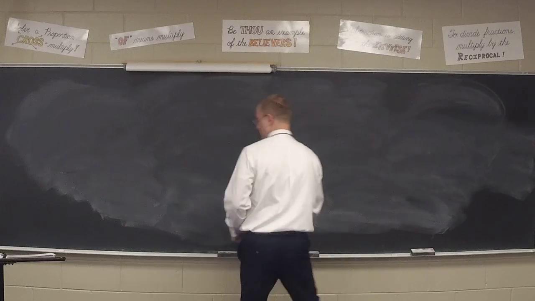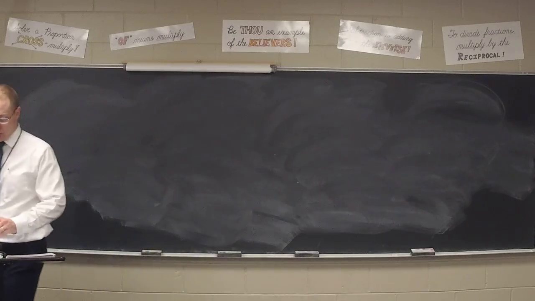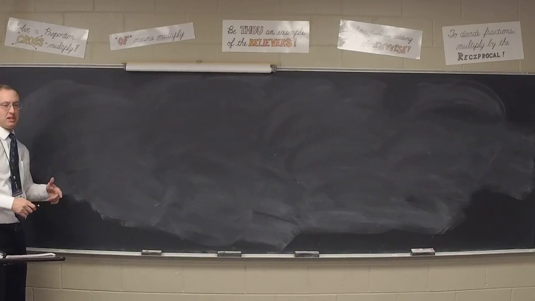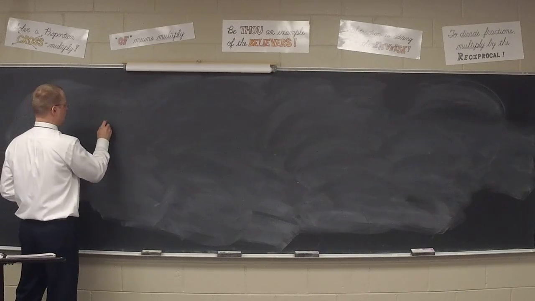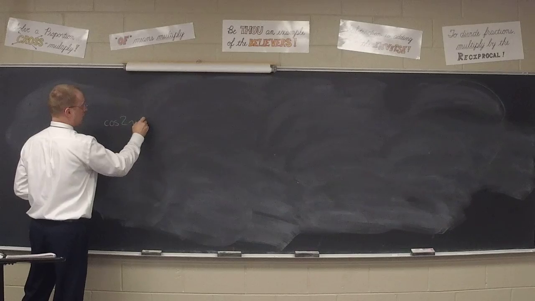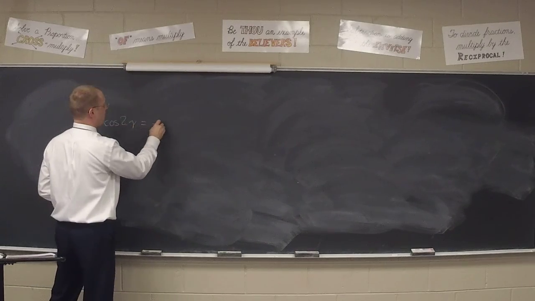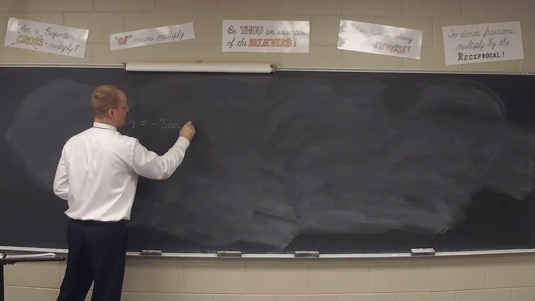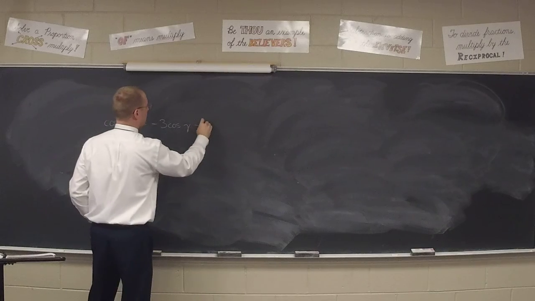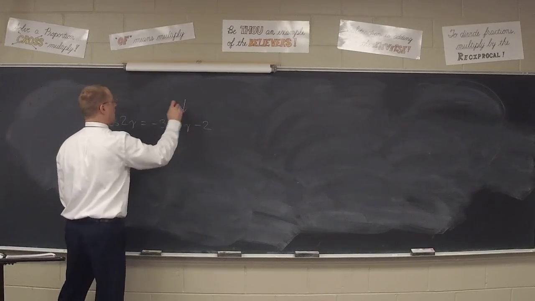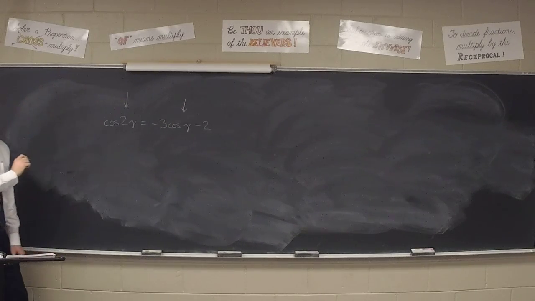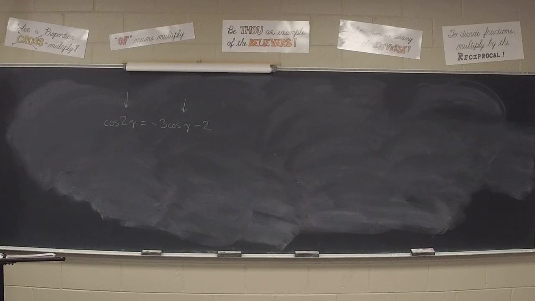Write this problem down in your notes if you would, please. Cosine 2 phi. Actually, we just did phi. Let's mix it up. Let's go with gamma. So cosine 2 gamma is equal to negative 3 cosine gamma minus 2. Now here, I want you to notice, you have single angle and double angle in the same problem. You can't work with single and double at the same time. Write that in your notes.